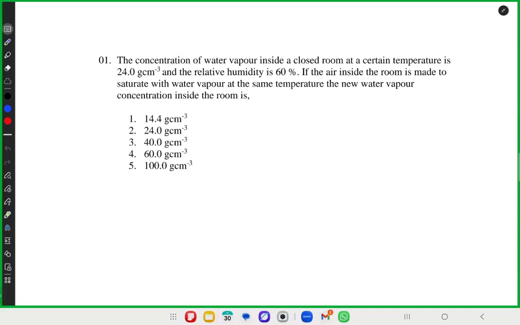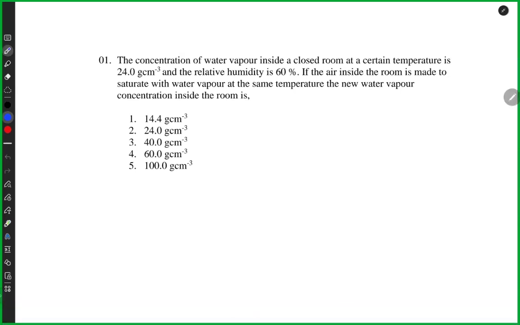So you need to understand, if it is the same temperature, will the saturated vapor pressure change? No, right? Saturated vapor pressure does not change. And you have to understand this is a closed room, so the volume is also the same, which means the mass of water vapor needed to saturate is going to be the same, right? So now you need to understand this concept again.